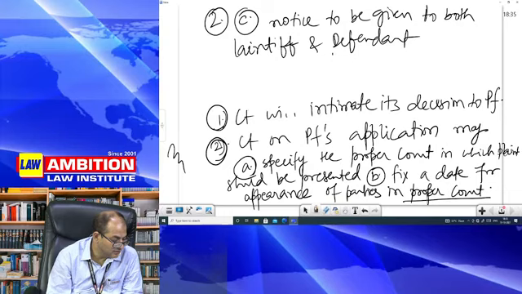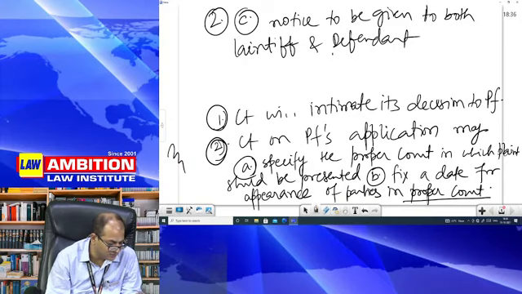Now, then sub-rule 3 says, where an application is made by the plaintiff under sub-rule 2, the court shall, before returning the plaint and notwithstanding that the order for return of plaint was made by it on the ground that it has no jurisdiction to try the suit, fix a date for appearance of the parties, and give to the plaintiff and to the defendant notice of such date.